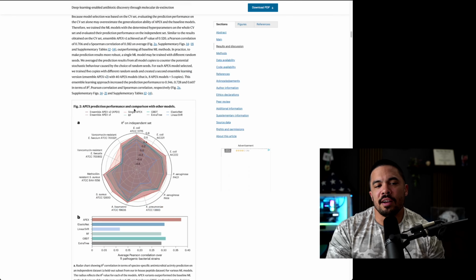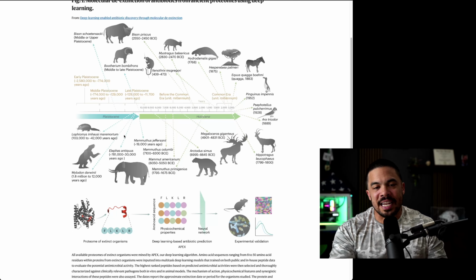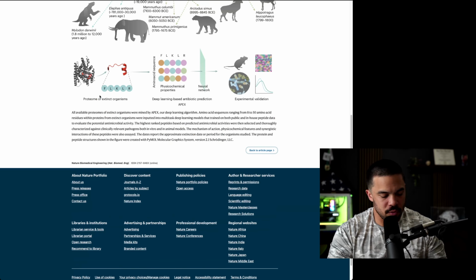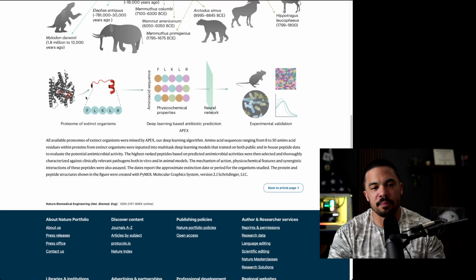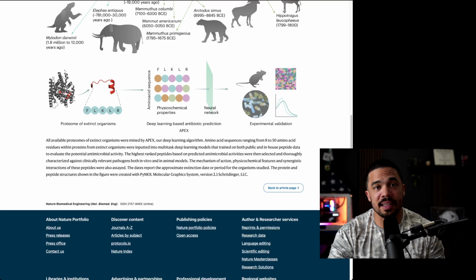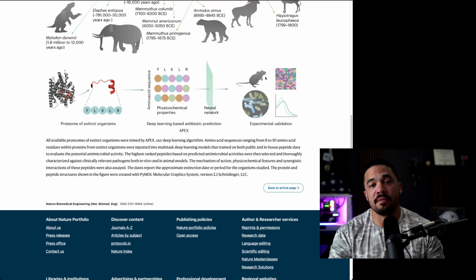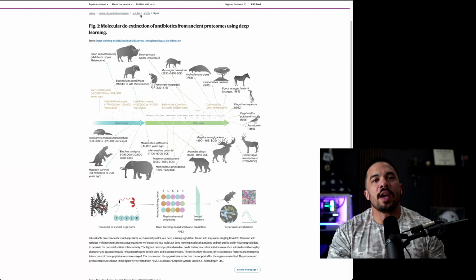I just haven't seen where we want to look backwards at all of these extinct animals, sequence the proteomes, discover within them what will work. And actually right here, if we zoom in, we can see a simple graphic: proteome of extinct organisms. Here's the sequencing, deep learning based antibiotic prediction, again, using PyMol, all the different data sets that they can leverage, and then make informed, very highly sophisticated predictions based on a lot of probability and statistics, and then test it, experiment and validate within mice. Incredibly fascinating. This is the new age of drug discovery.